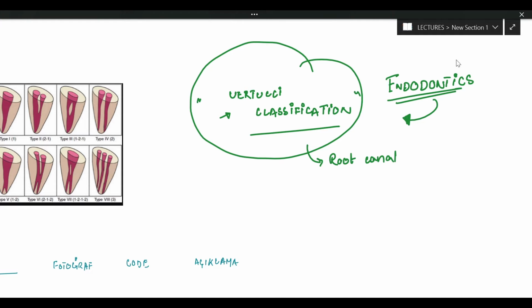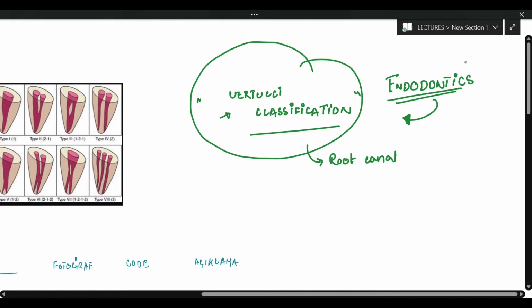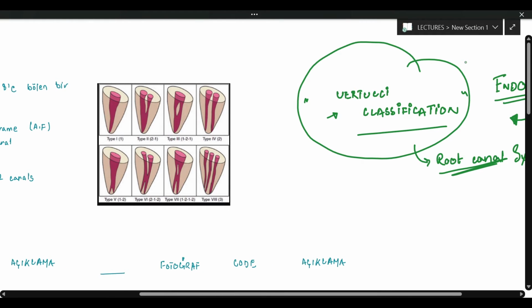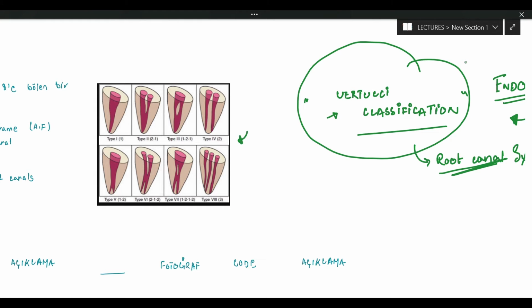In Vertucci classification, this is basically a classification of the root canal system in which we divide our root canal system in 8 classes according to a certain rule. We will be discussing that rule later in the video. So this is the basic summary of the Vertucci classification consisting of 8 classes.